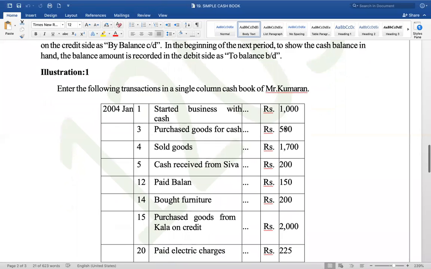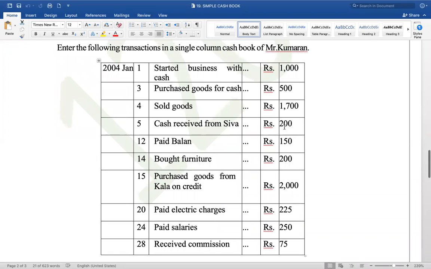Let's take this problem and it explains even better. As I'm reading the transactions, you will say debit or credit, whether this is to be debited to the cash account or credited to the cash account. Enter the following transactions in single column or simple cash book of Mr. Kumaran. On January 1st, 2004, started business with cash. Now, what do you do with this transaction in cash account? Would you debit or credit? Debit. Janvi says debit and somebody else says credit.